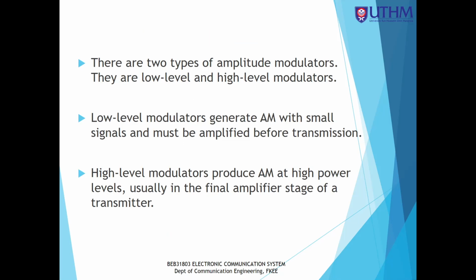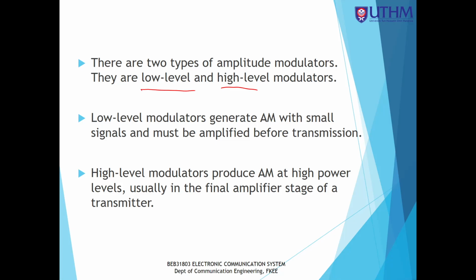So there are 2 types of AM. There are 2 types of modulators for the double sideband full carrier. The first one, what we call a low level, and the other one is high level modulators. Low level modulators mean that we generate a small amplitude of signal. We produce a small AM amplitude, and we need 1 or more amplifiers before we transmit the signal into the medium. We need to amplify the signal first before we transmit into the medium.